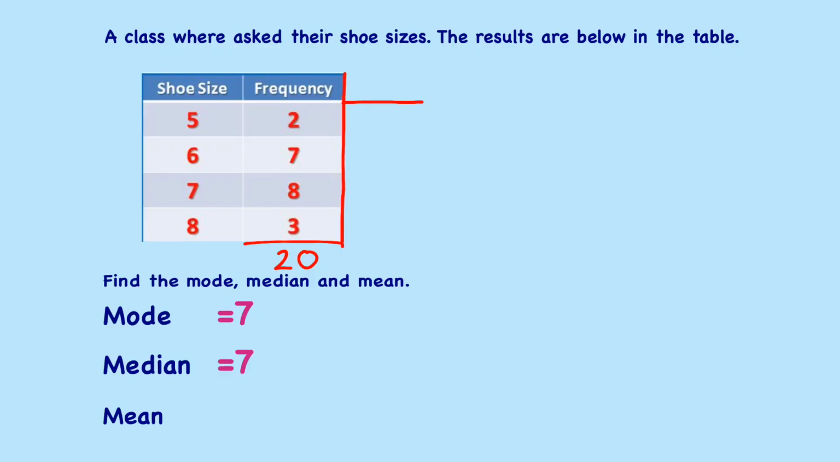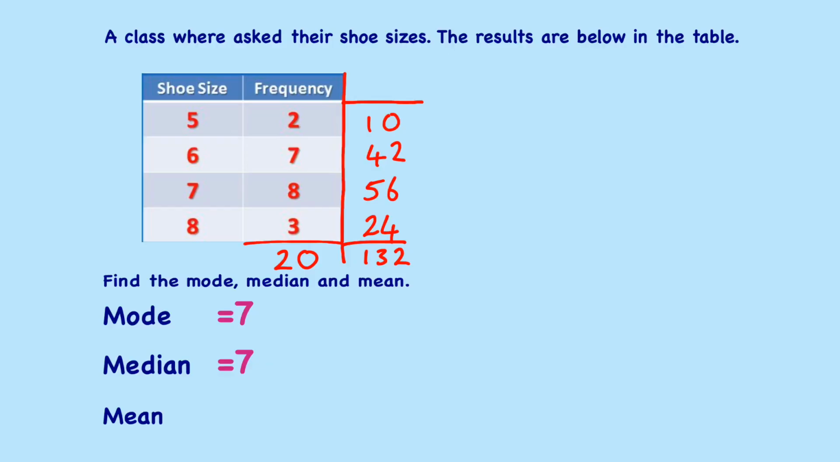So let's put an extra column. So 5 times 2 is 10. 6 times 7 is 42. 7 times 8 is 56, and 8 times 3 is 24. Then we have to add up those four values to find out what the total amount of our shoe sizes are. That will give us 132. So when we added all 20 values all together, we get 132.